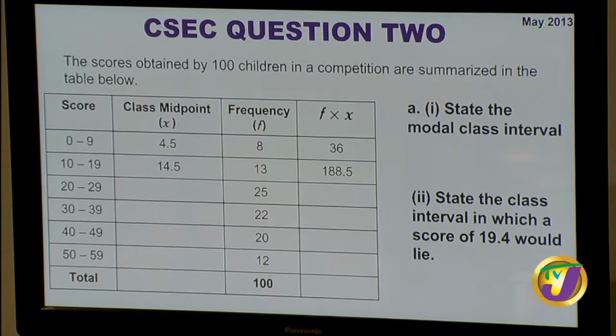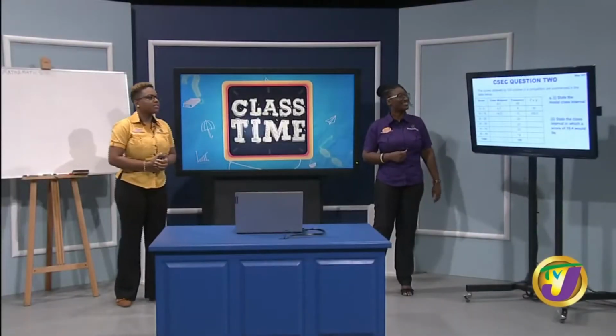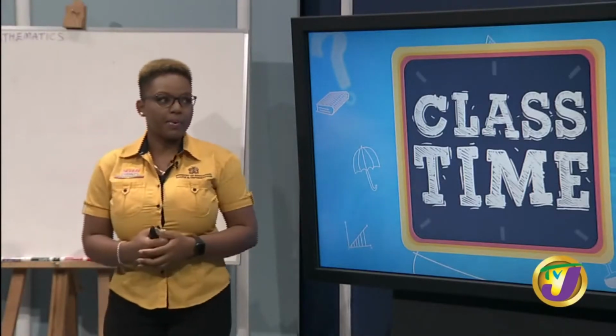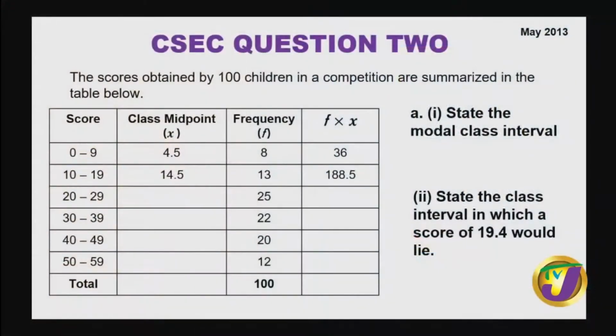Beautiful. So if you at home were able to complete the question with us, you're already on your way. That's 1 question for you for the CSEC paper. That's right. All right. Our next question comes from the May 2013 CSEC paper, and it reads, the scores obtained by 100 children in a competition are summarized in the table below. All right, so here we have the table, a little incomplete, and the first question is to state the modal class interval.